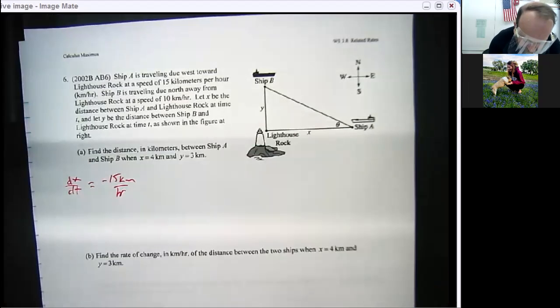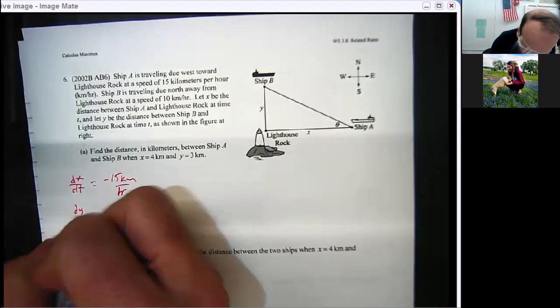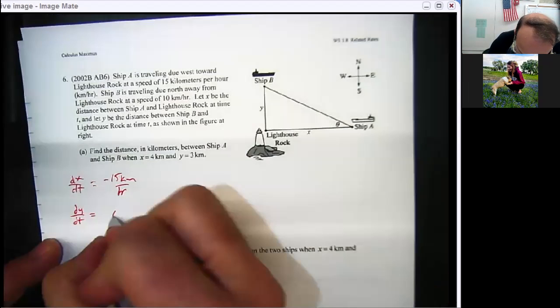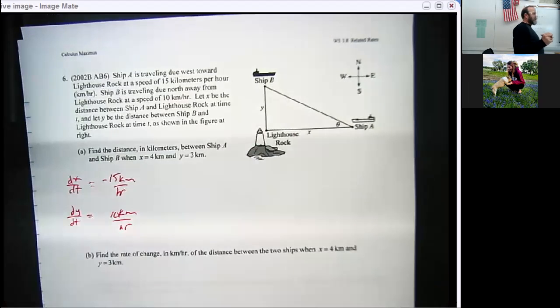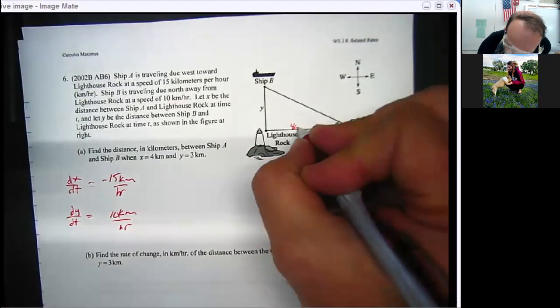That's dy/dt. So dy/dt is 10 kilometers per hour, and it's traveling north. Is that growing or shrinking? That's growing, so that is definitely a positive. And it says, let's find the distance in kilometers between ship A and ship B when one of them is 4 and the other is 3.